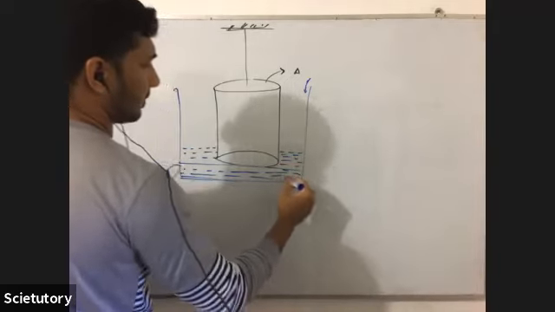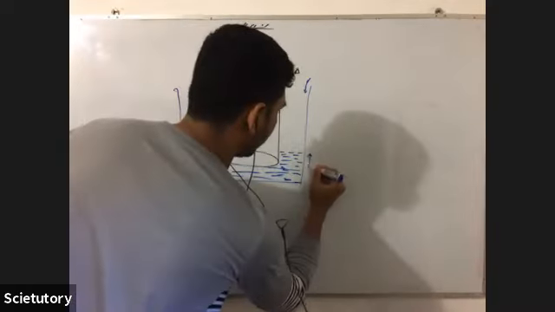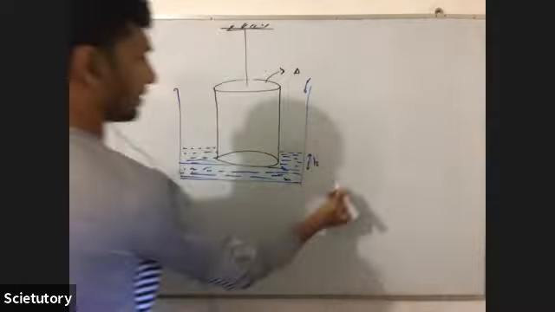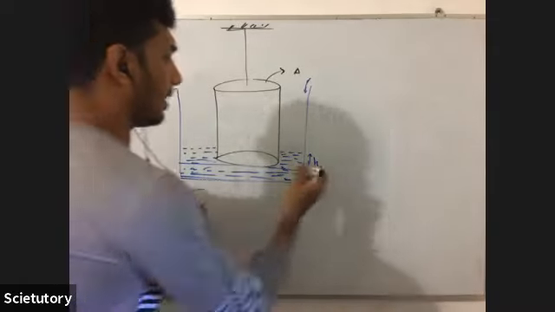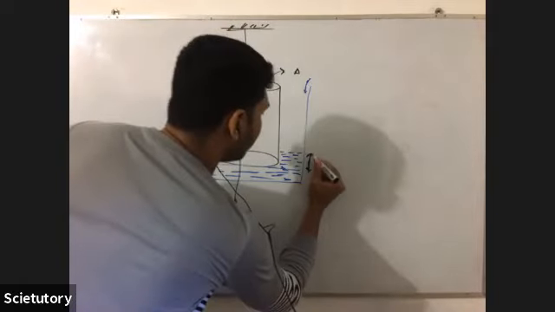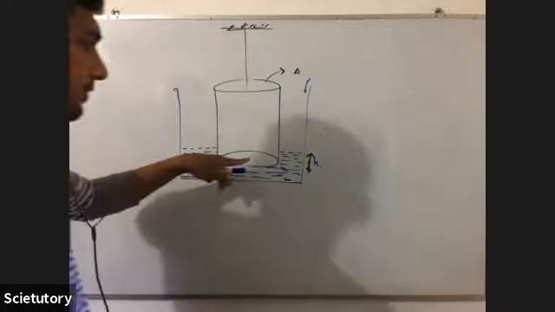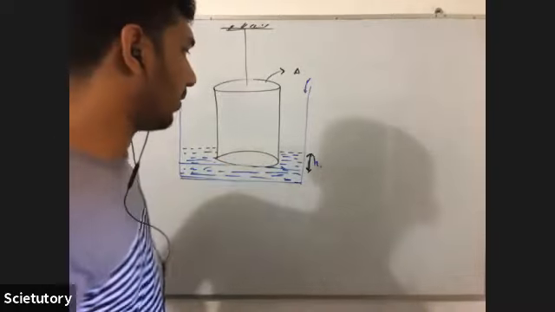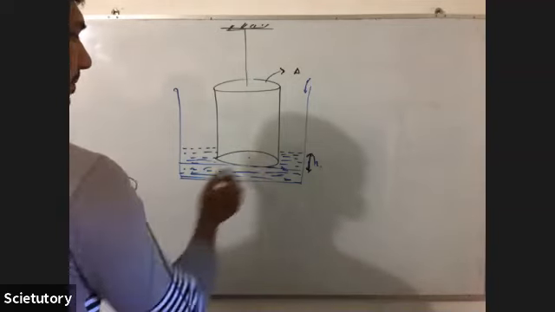Okay. So I'm going to label some heights here. This height is h. This is the height of water above the level of the lower surface of this cylinder. Okay, only above. So what do you think about the pressure on this surface?